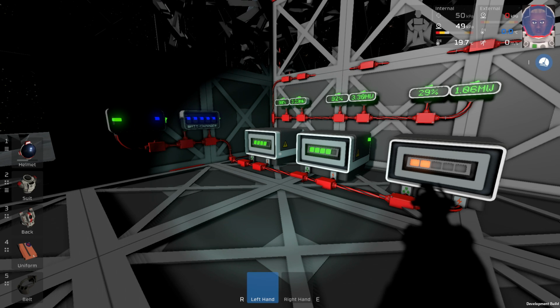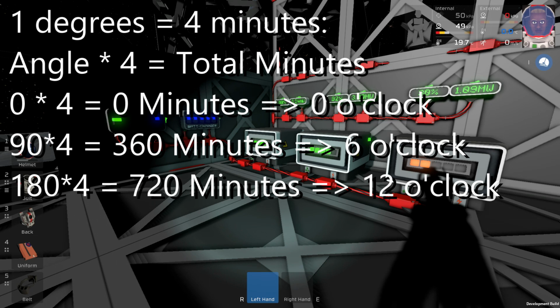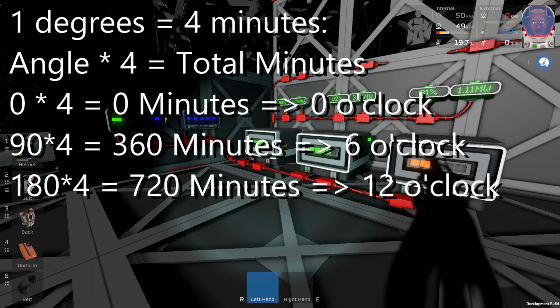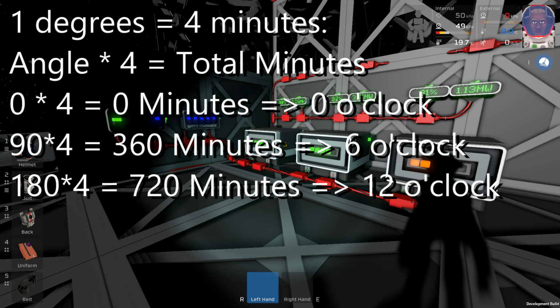Now 0 o'clock until 12 o'clock is going to be considerably easier to achieve. All we have to do is calculate 4 minutes per 1 degree of solar angle. So that means at 0 degrees it is 0 o'clock, because 0 times 4 equals 0. At 90 degrees it's going to be 6 o'clock, because 90 times 4 equals 360, which divided by 60 minutes results in 6 o'clock. Finally, 180 degrees times 4 equals 720 minutes, divided by 60 equals 12 o'clock.